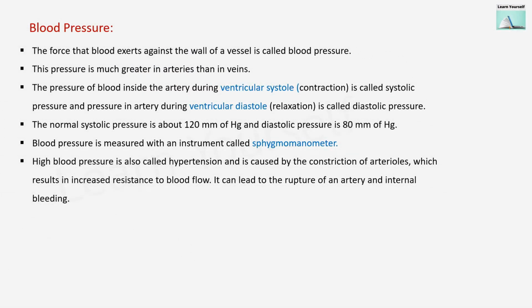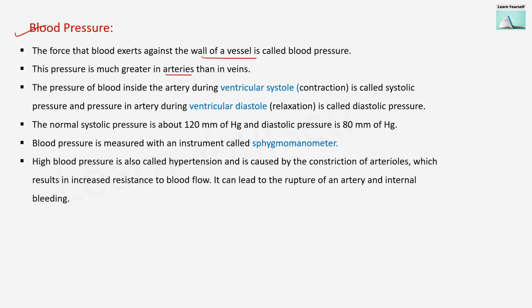Now one important point we have to discuss here is blood pressure. The force that blood exerts against the wall of the vessel is called blood pressure. The pressure is much greater in arteries than in vein because the heart is pushing the blood to the body parts. So the pressure is much greater in arteries.